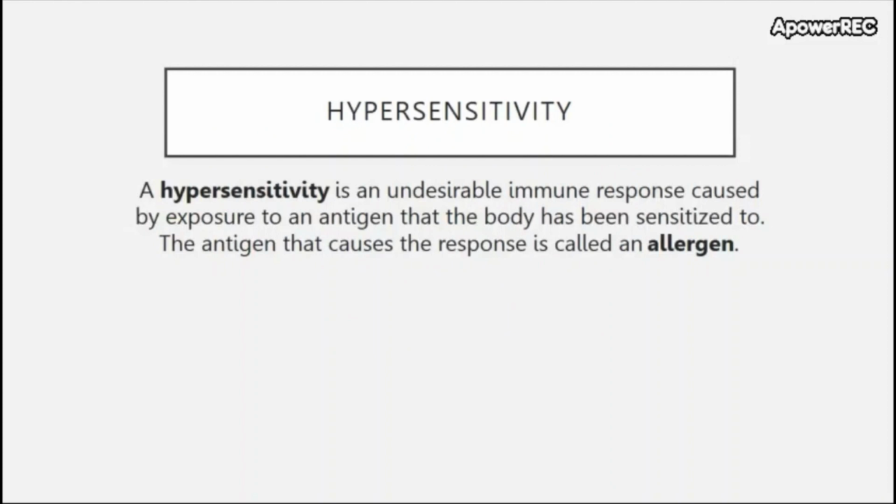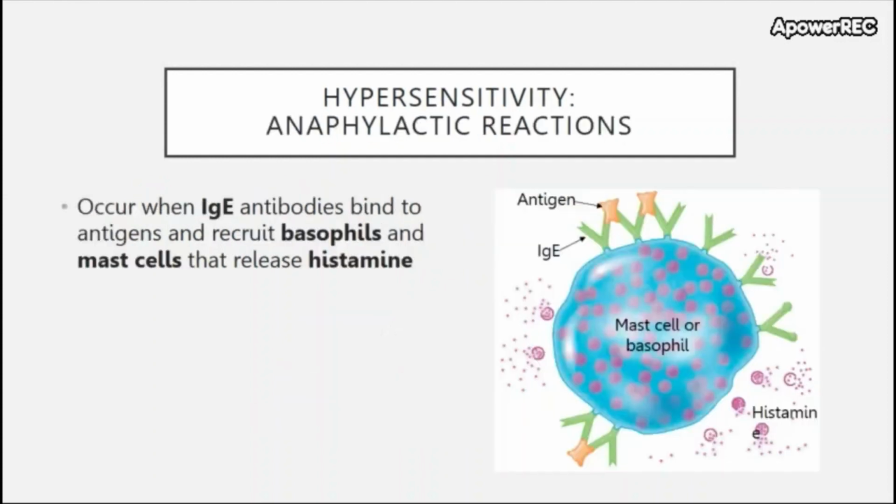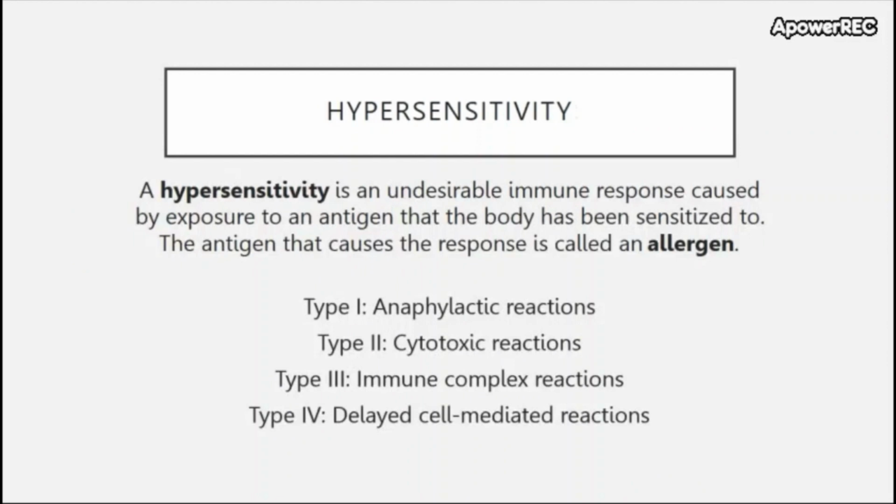The first one, hypersensitivity, is an immune response caused by exposure to an antigen that is undesirable. The antigen in this case is called an allergen. There are four types of hypersensitivities. Type 1 are anaphylactic reactions. Type 2 are cytotoxic reactions. Type 3 are immune complex reactions. And type 4 are delayed cell-mediated reactions.